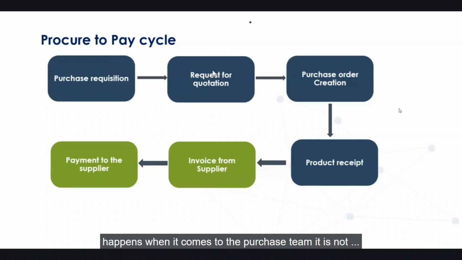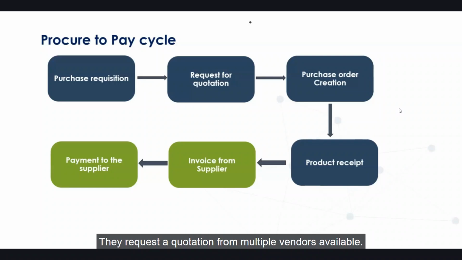When it comes to the purchase team, it is not that they just go and pick it from one of the suppliers available in the market, right? It is better that we get some quotation from multiple suppliers. Let us see what price is available at different vendors. Then we buy it from the person who is giving it at a lesser price, right? That is where, even in businesses, they will do the request for a quotation.